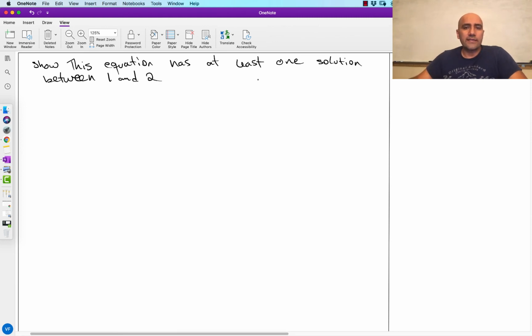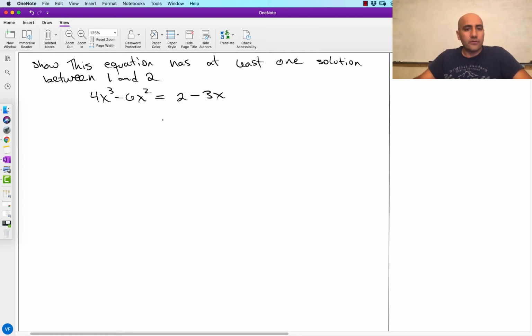Show this equation has at least one solution between 1 and 2. So let's say you're given 4x cubed minus 6x squared equals 2 minus 3x. And you want to show that there is at least one answer somewhere between 1 and 2. 1 point something. There's at least one answer somewhere in there.